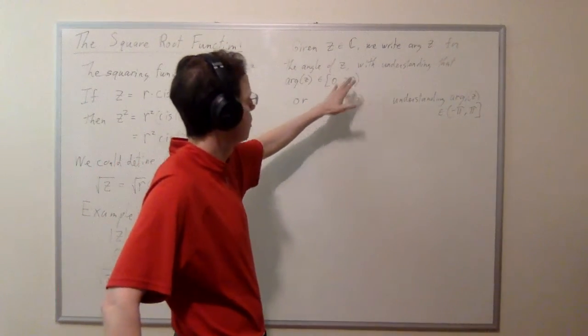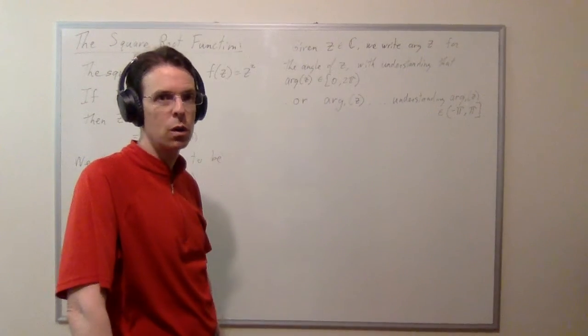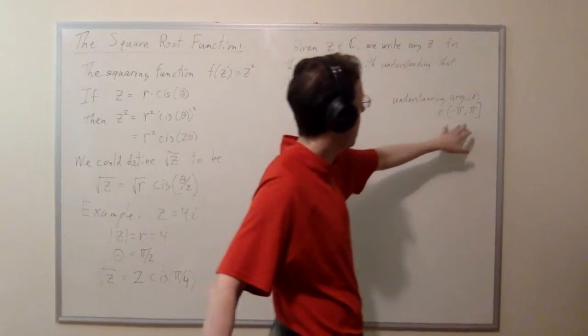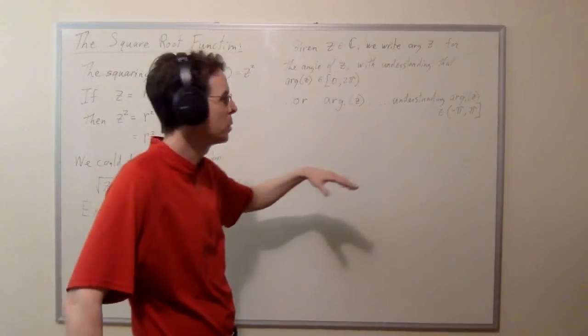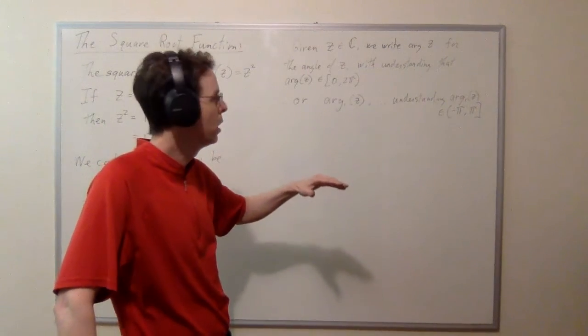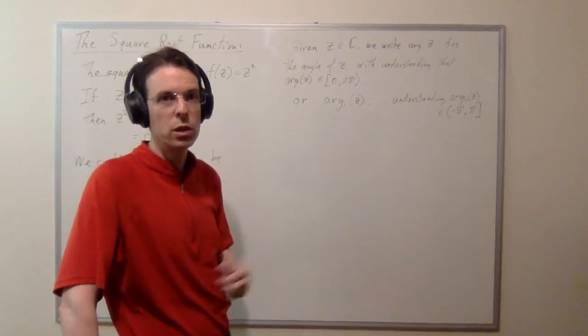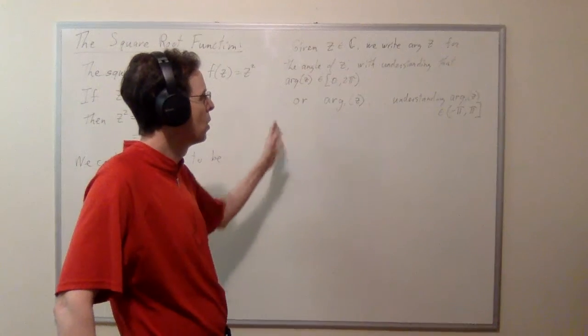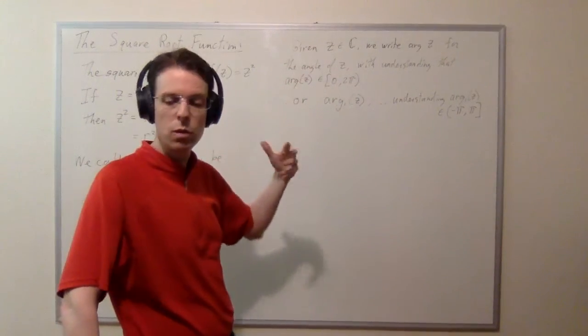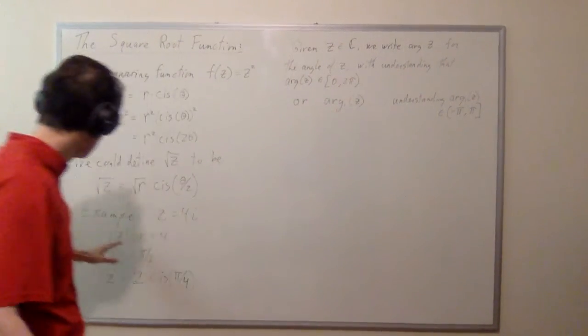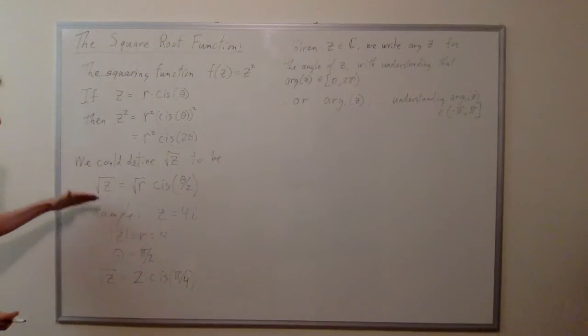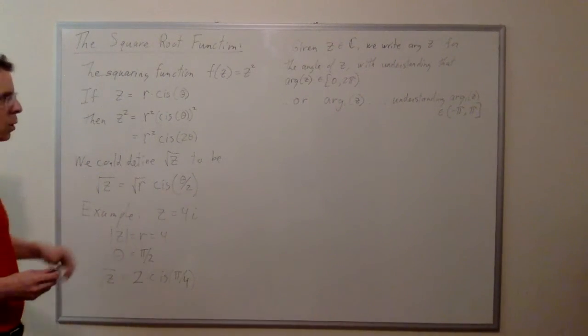When you take half of these numbers, you will always get numbers between 0 and pi. When you take half of these numbers, you will always get numbers between minus pi over 2 and pi over 2. And those are essentially different ranges. So which one of these you're using to specify the angle is going to affect the definition or our interpretation of the square root.